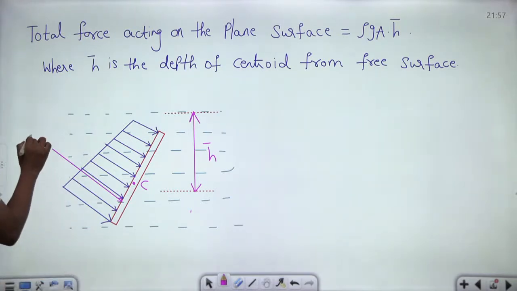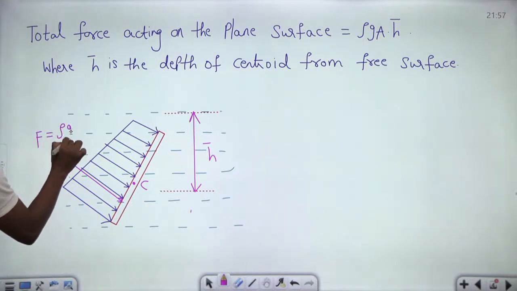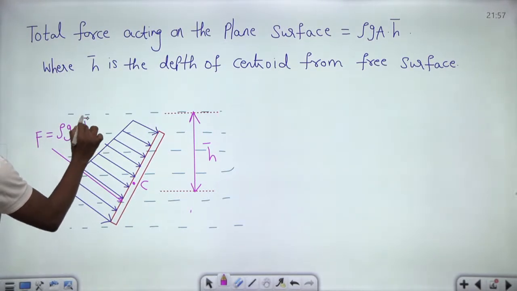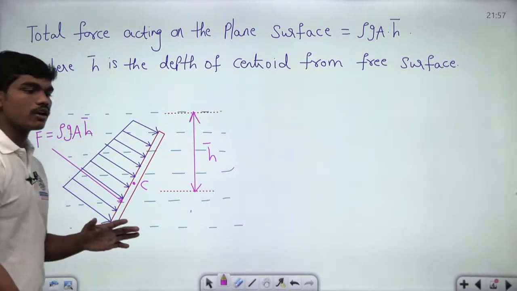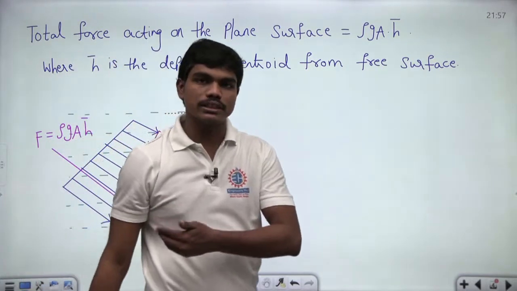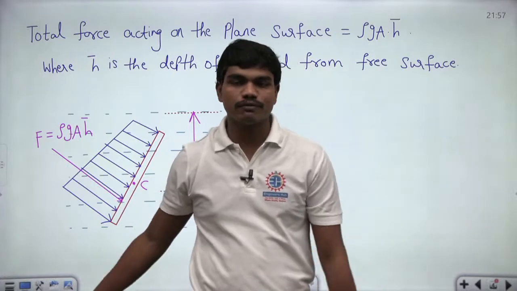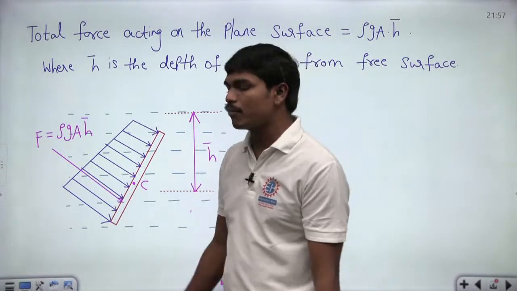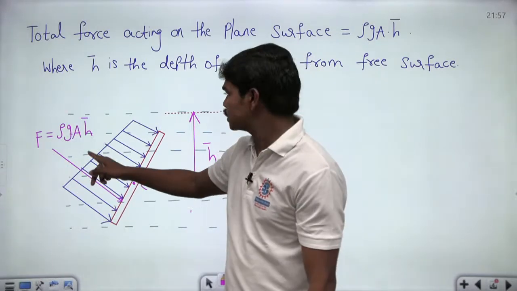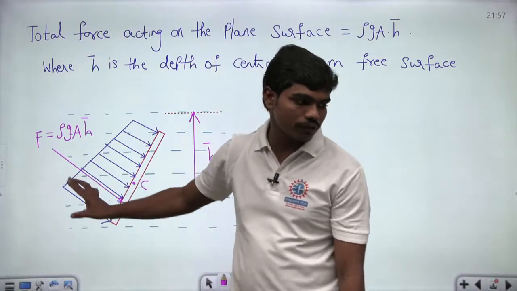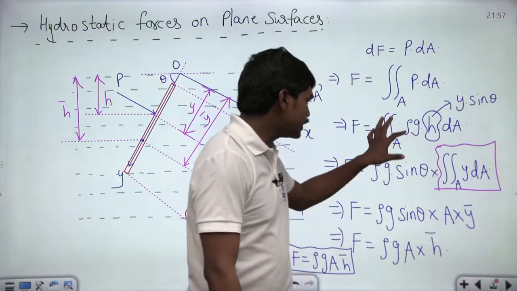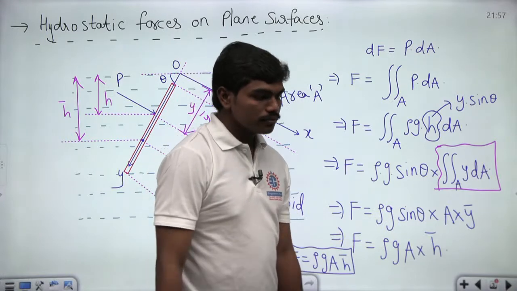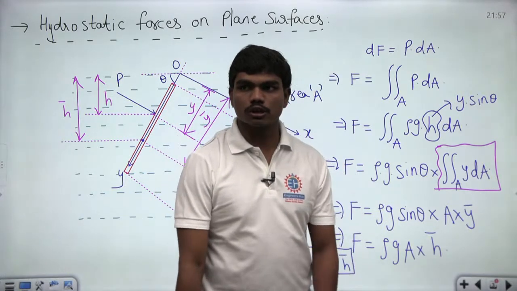This F is the total force that's acting on this plate, and this F is equal to rho g A times h bar, where A is the area of this plate. So can you all understand this complete pressure force which is acting on this plate in this particular format can be replaced with a single force with the magnitude of rho g A times h bar because of this particular analysis. Did you all get the idea? Yes or no? So please do respond.